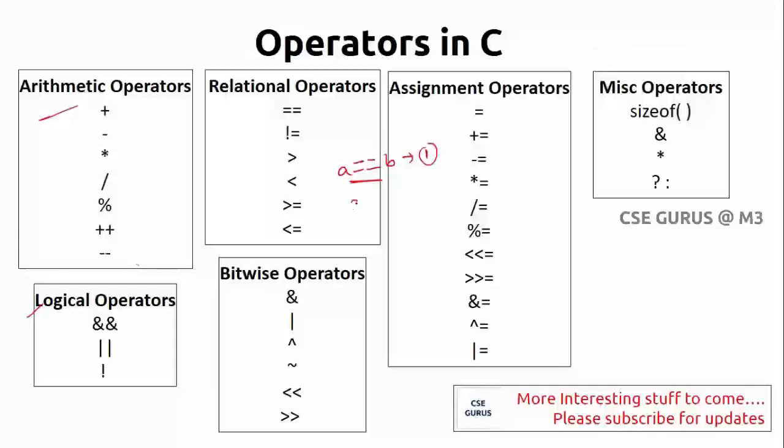If both the values are not the same, then it returns 0, which means false. Let us suppose if I give A value as 8, B also 8, then it returns 1. If A value is 8 and B value is something like 5, then it returns 0. So that is what double equals to.